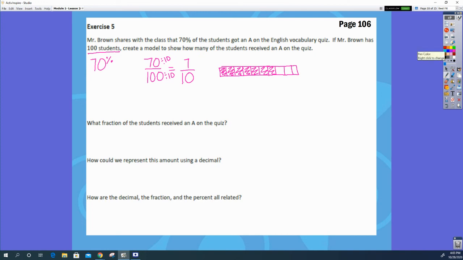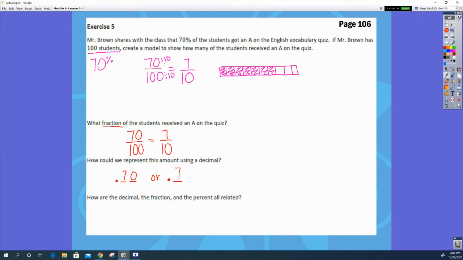What fraction of the students received an A? So my fraction we said was 70 over 100, or we could simplify it and say 7 tenths. How could we represent this as a decimal? So we could say, remember 70 hundredths, write it like you read it, tenths, hundredths, and I had 70 of them. Or you could say 7 tenths, which we know tenths is only 1 digit past the decimal, there's 7 tenths.